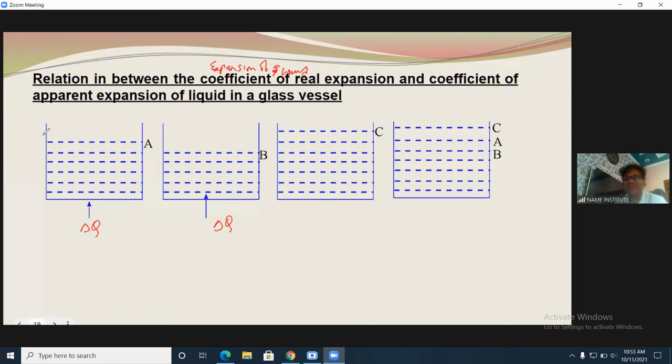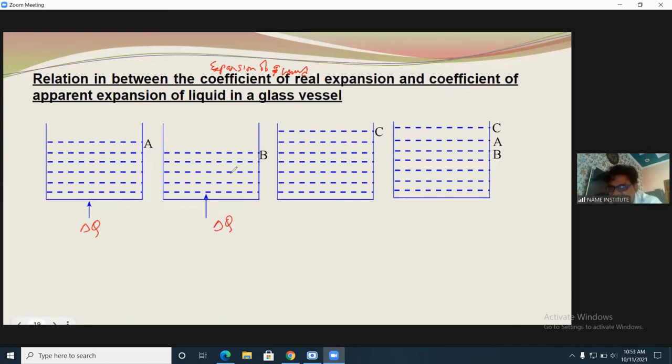When heat is taken by the glass, expansion will take place in the glass. So due to the expansion of the glass, the level of the liquid will fall from A to B. When heat is given to the vessel, that heat is taken by the glass first. Initially heat is not taken by the liquid, so there will be no expansion in the liquid. So due to the expansion of the glass, the level of the liquid will fall from A to B.